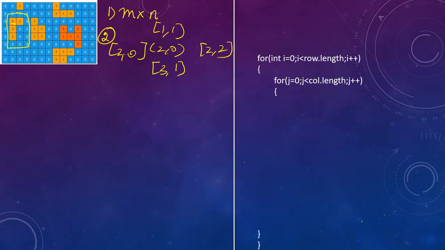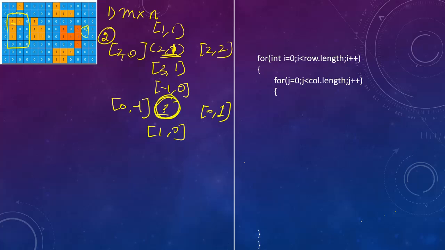Let's say it is not just 2 comma 0, sorry, 2 comma 1. It can be 3 comma 5, 4 comma 5, any value, any box in the matrix. If we want to calculate its four directional coordinates, then for any cell we need to add minus 1 comma 0, 0 comma 1, 1 comma 0, and 0 comma minus 1. So adding these four values to the current node values will give you the four directional values.